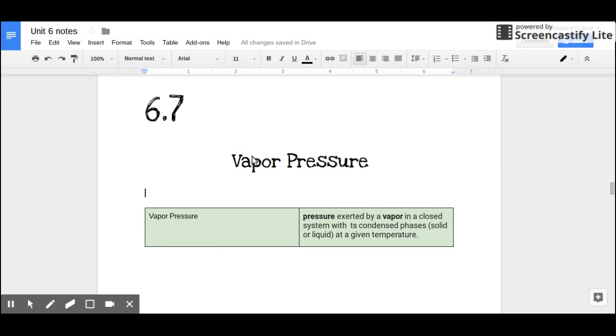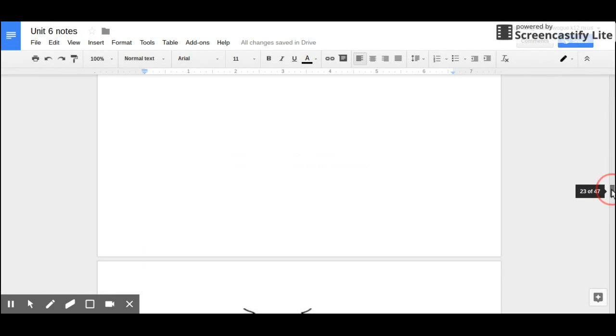Alright, today we're on Unit 6, Subunit 7, which is called vapor pressure. Vapor pressure is simply the pressure that's exerted by a vapor that is located above a liquid or a solid at a given temperature. So let me draw a picture so that I can explain what it is that we're talking about when we're talking about vapor pressure.